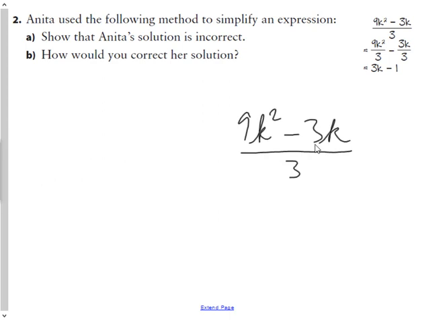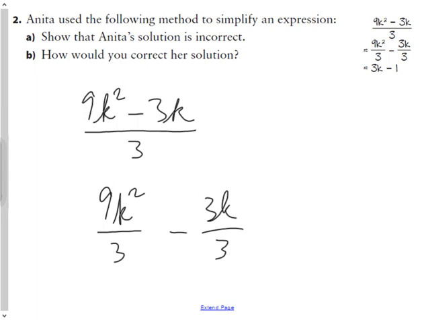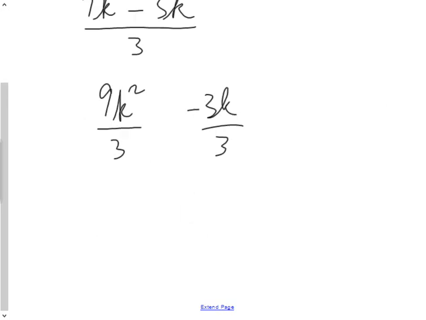I'll move it over here. The first thing she did was she rewrote it as 9k squared. So far, everything she's done is fine. She took 9k squared, divided by 3, and she has a negative 3k, divided by 3. The only thing I would do differently, though she doesn't have to, is just put it up here, which makes it easier for me. So 9k squared divided by 3 is going to be 3k squared, and negative 3k divided by 3 is going to be a negative k.